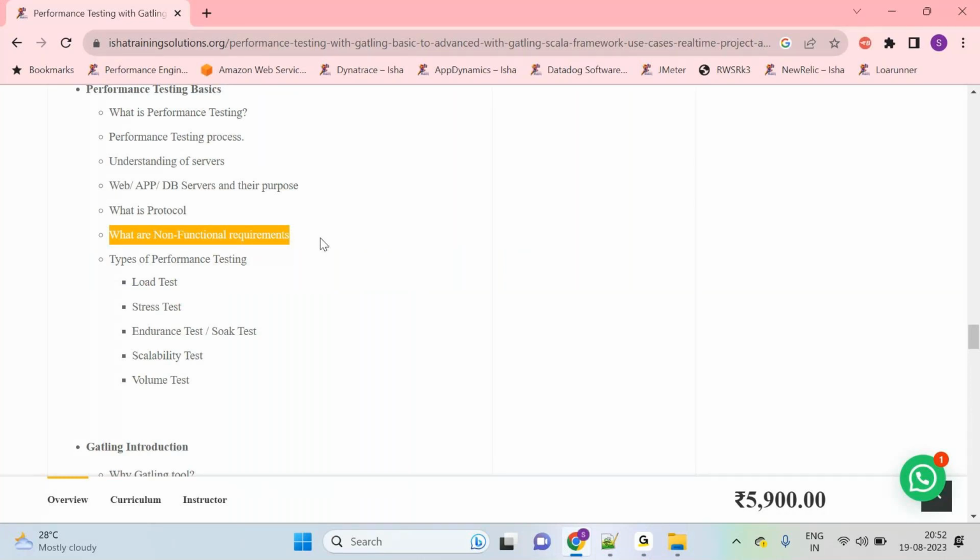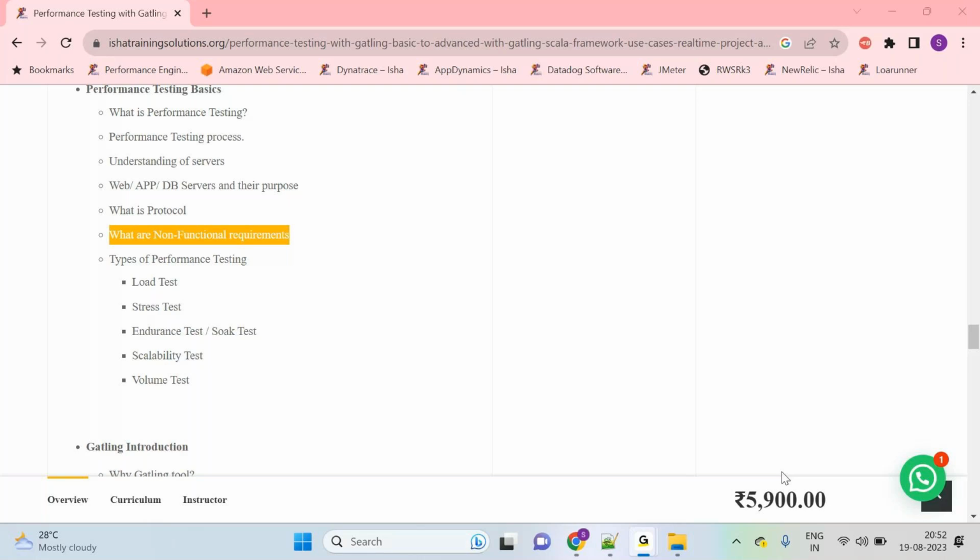Non-functional requirements, NFR gathering. We are going to discuss NFR gathering in a detailed way, because that is one of the key activities we do when performing our performance testing activities. NFR gathering is a very key activity that we need to discuss, and that is also very important.